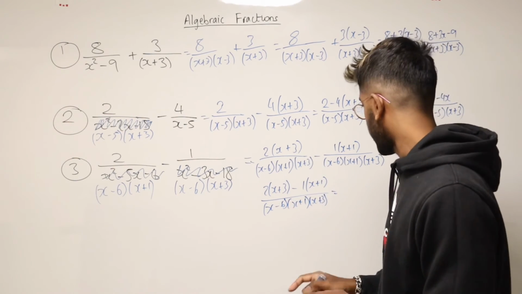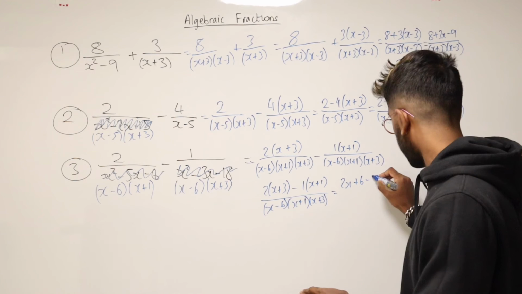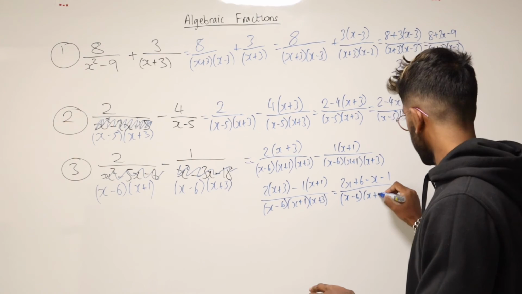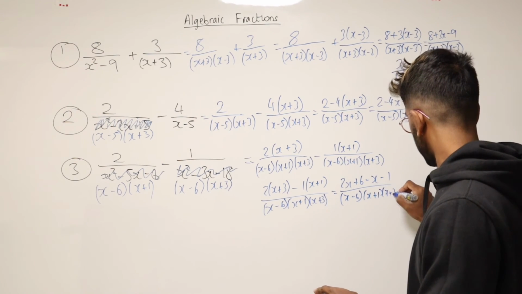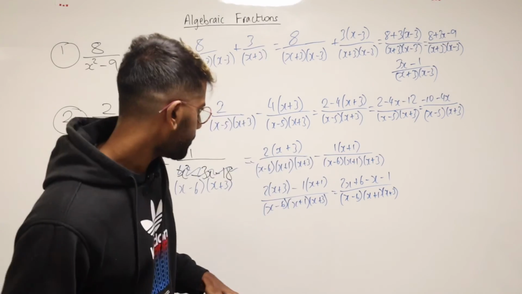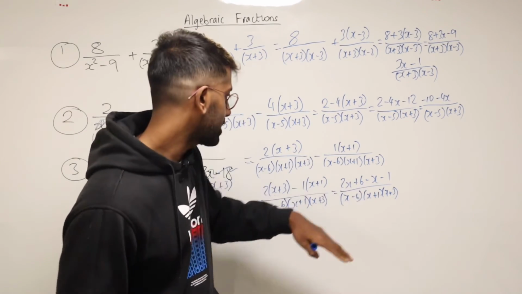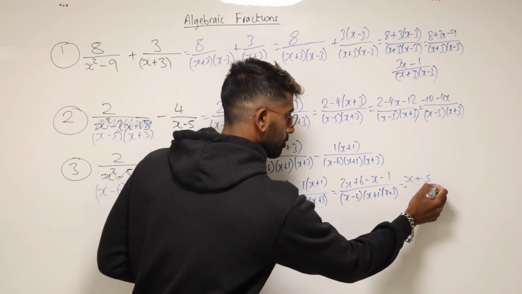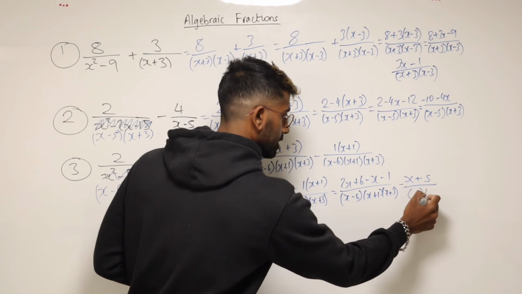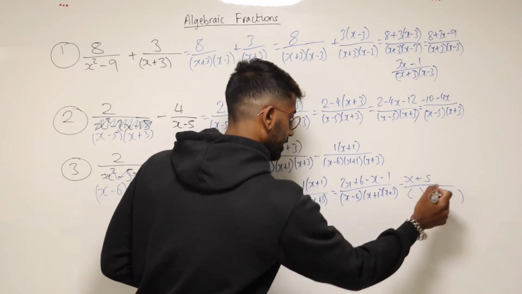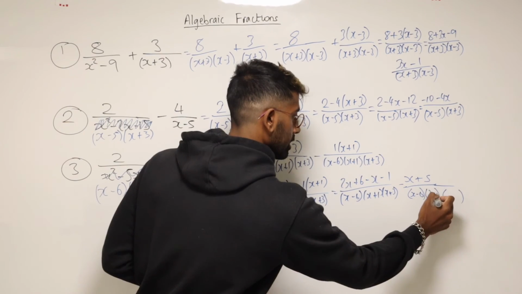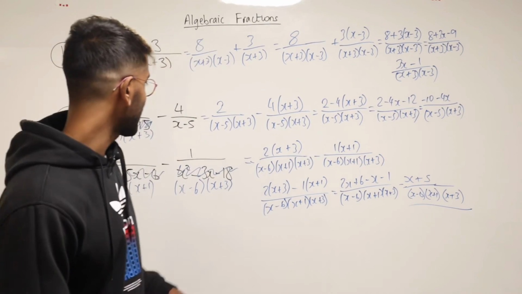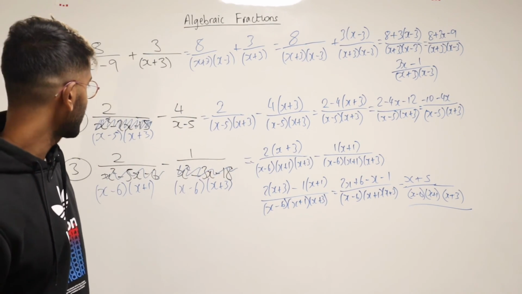Now multiply the brackets out on the top, so you've got 2x plus 6 minus x minus 1. There we go. All over this same thing here. And then x plus 3. Okay, now come around here. And for the last bit, just simplify this down. Collect the tops together. 2x minus x is just x. 6 minus 1, got plus 5, all over these 3 brackets. Again, so you've got x minus 6, x plus 1, and x plus 3. There we go. And we're there. So there it is, all 3 of those algebraic fractions put together.